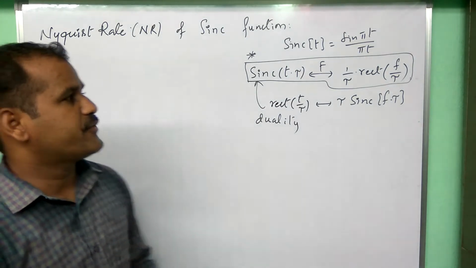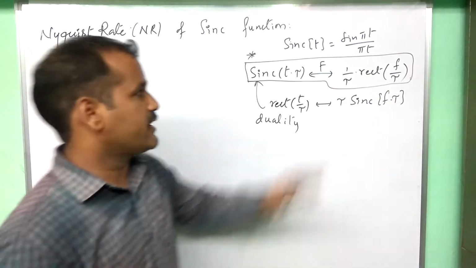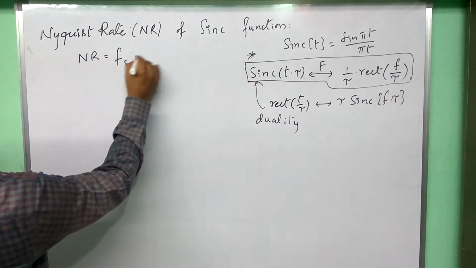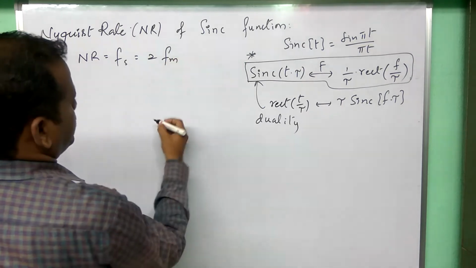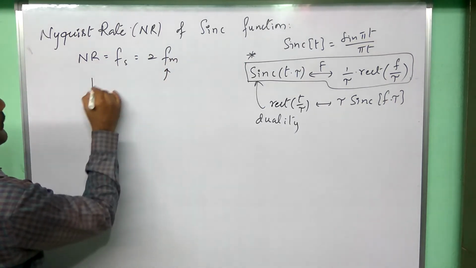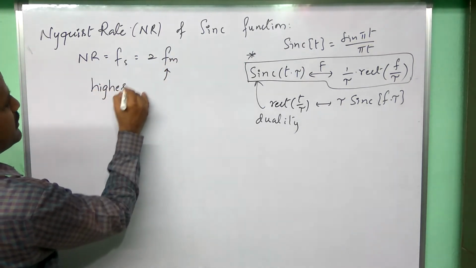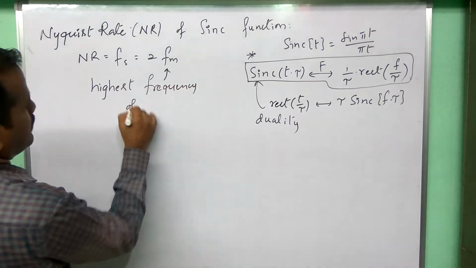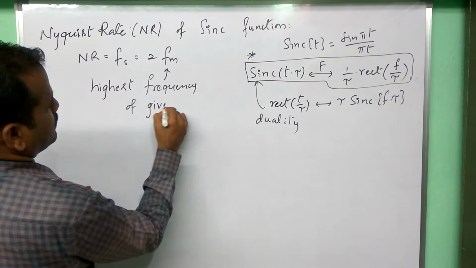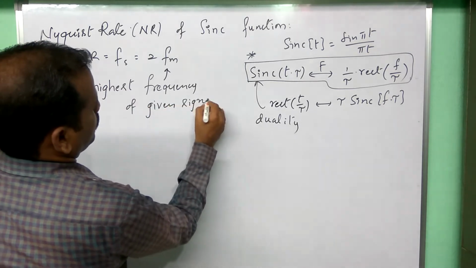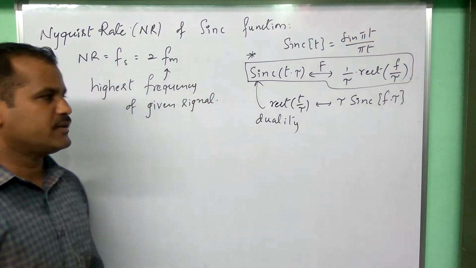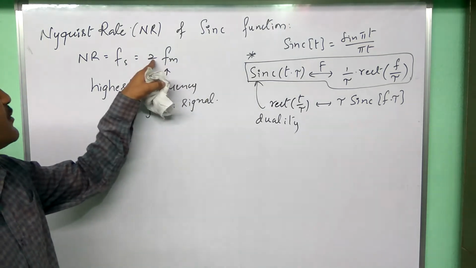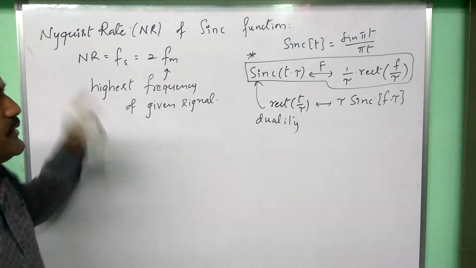Why do we need this frequency domain representation? Because the Nyquist rate is nothing but 2fm. Here fm is the highest frequency of the given signal. Whatever the signal given, what is the highest frequency in it? Double that frequency is nothing but the Nyquist rate of that signal.